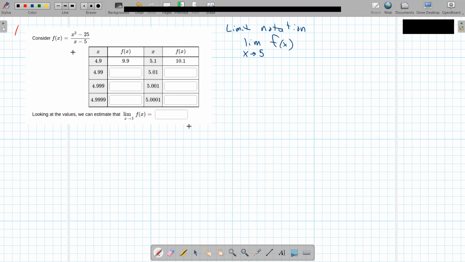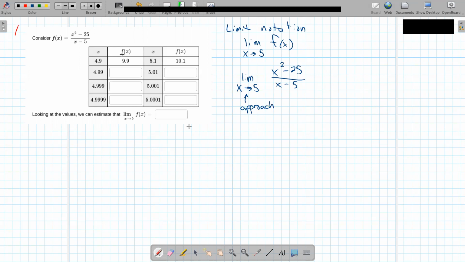Instead of f of x, I could actually write what f of x is. I'm just going to write that again. Limit, abbreviated LIM, as x approaches 5 of (x squared minus 25) over (x minus 5). Now, as far as approaching 5, that's what this says, approach 5. I can do that in a couple of different ways.